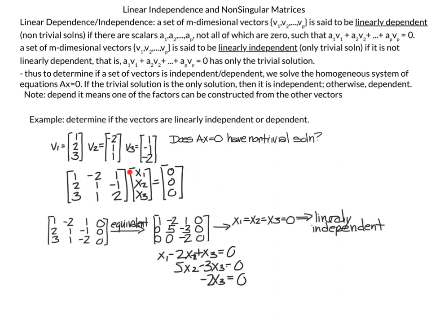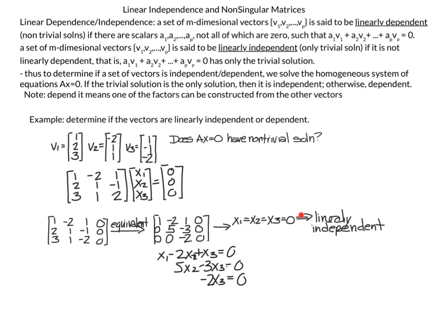Now, to solve this equation, I'll look at the augmented matrix, which is row equivalent to 1, minus 2, 1, 0, 0, 5, negative 3, 0, 0, 0, negative 2, 0. So my first equation, my top row, is x1 minus 2x2 plus x3 equals 0. My second equation is 5x2 minus 3x3 equals 0. And my last equation is minus 2x3 equals 0. So I get x3 is equal to 0. Plugging in here, I get x2 is equal to 0. And then plugging x2 and x3 equal to 0 here, I have x1 is equal to 0.